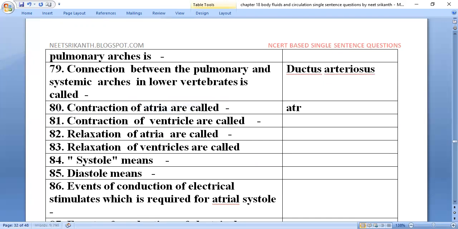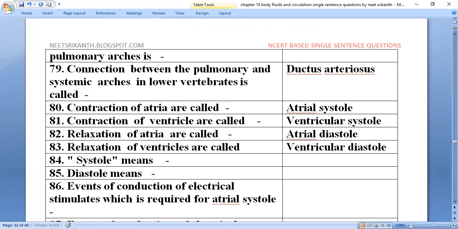Contraction of atria is called atrial systole. Contraction of ventricles is called ventricular systole. Relaxation of atria is called atrial diastole. Relaxation of ventricles is called ventricular diastole. Systole means contraction. Diastole means relaxation.